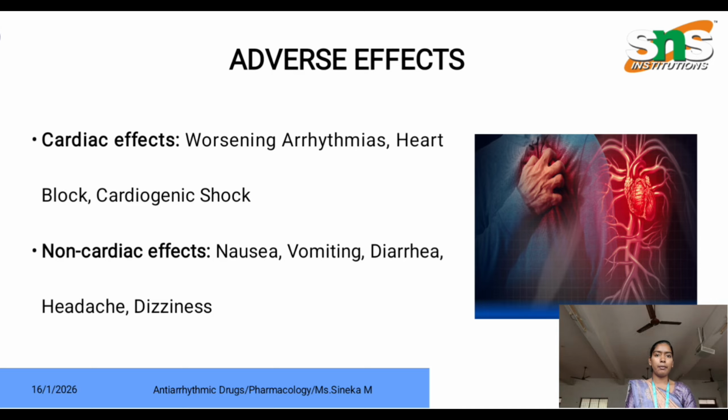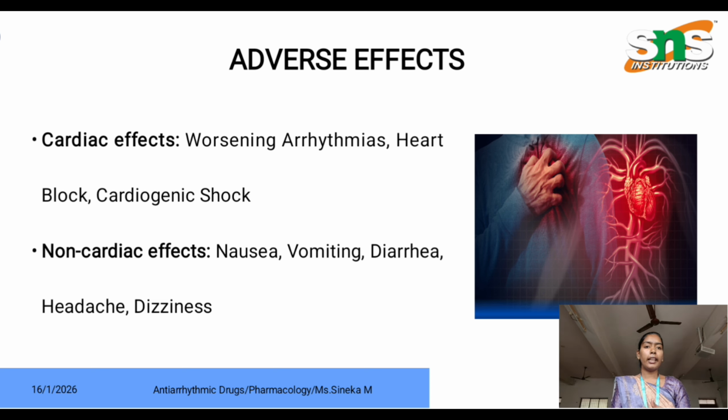Next is adverse effects. There are 2 types of adverse effects: cardiac effects and non-cardiac effects. In cardiac effects, these drugs can worsen the arrhythmias and also cause heart block and cardiogenic shock. So we should not give antiarrhythmic drugs to heart block and cardiogenic shock patients.